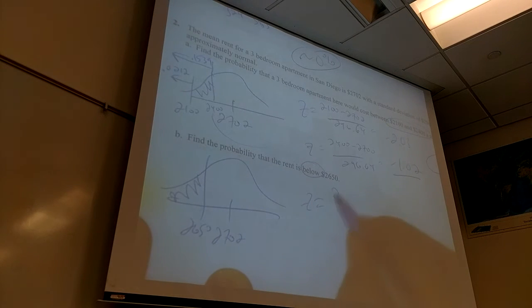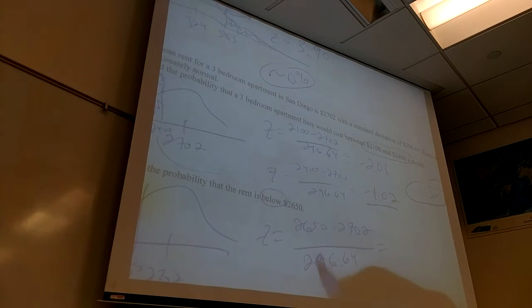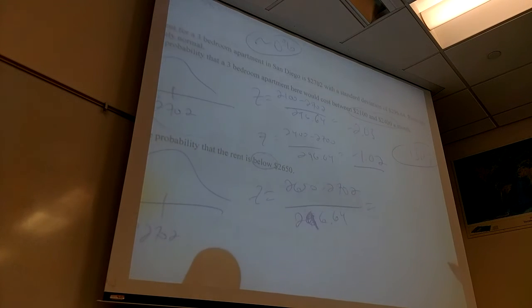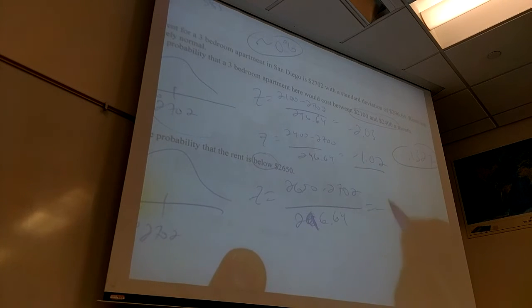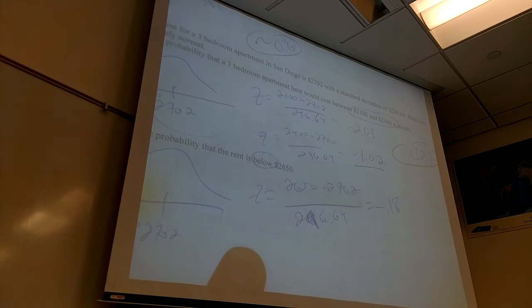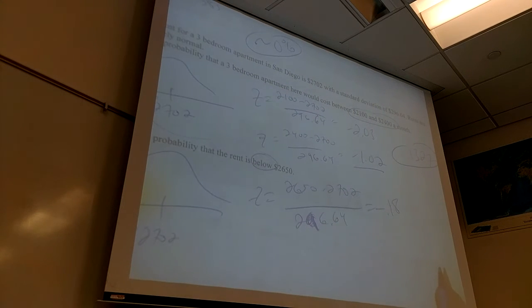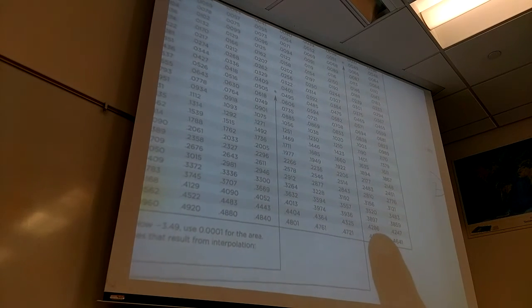So the z-score you get, what do you guys get for that? 296.64. What gets over? What do you guys get when you do that z-score? Anybody do that? Negative 0.18. Okay, sounds like we have consensus. And then if you look at negative 0.18, looks like you get 0.4286. I like it.